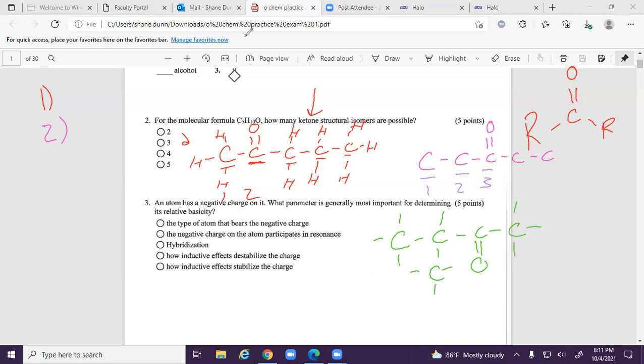1, 2, 3, 4, 5, 6, 7, 8, 9, 10. And that is your third isomer. Does that make sense? Knowing what a ketone is may make drawing that molecule much, much easier. Does that make sense to everyone?